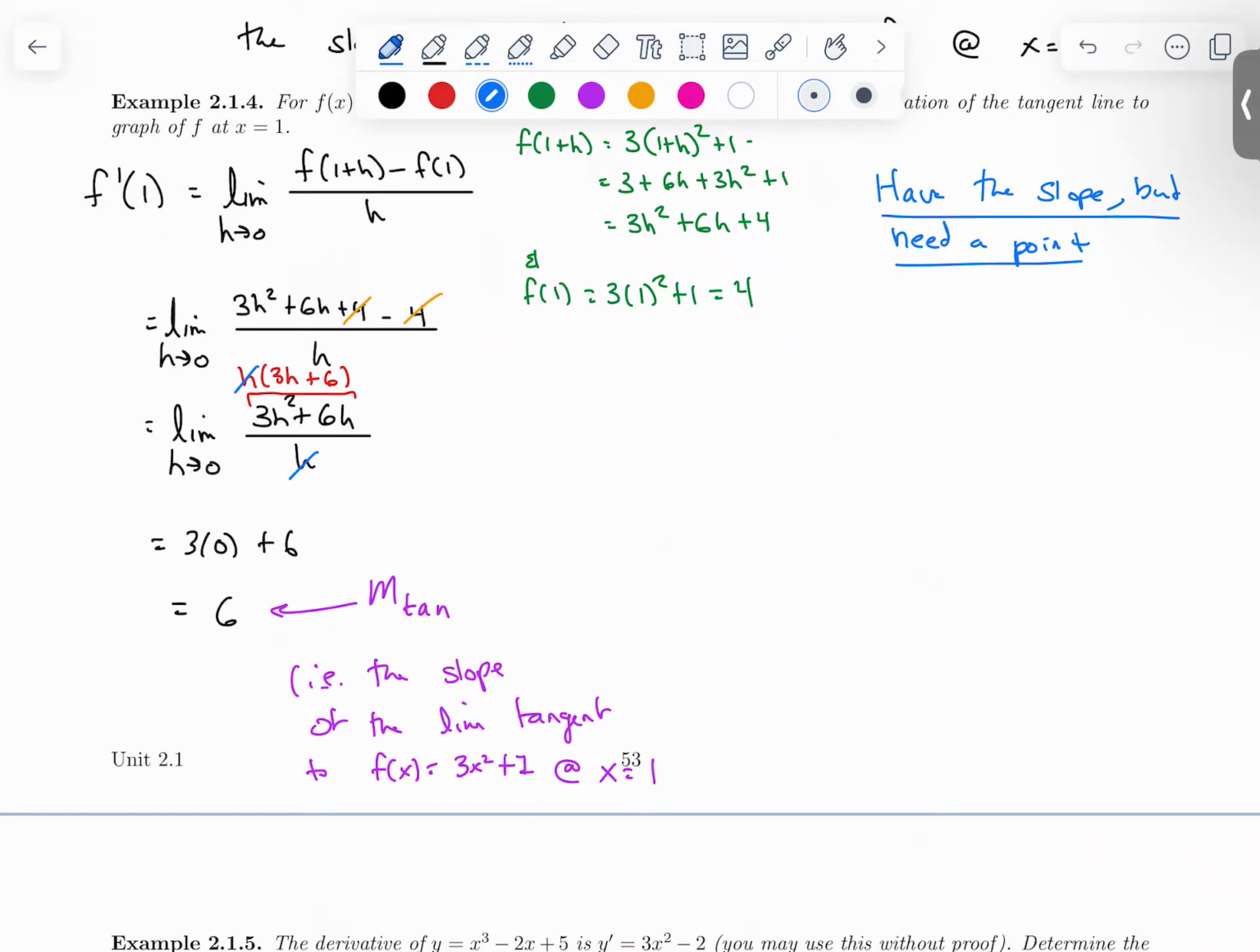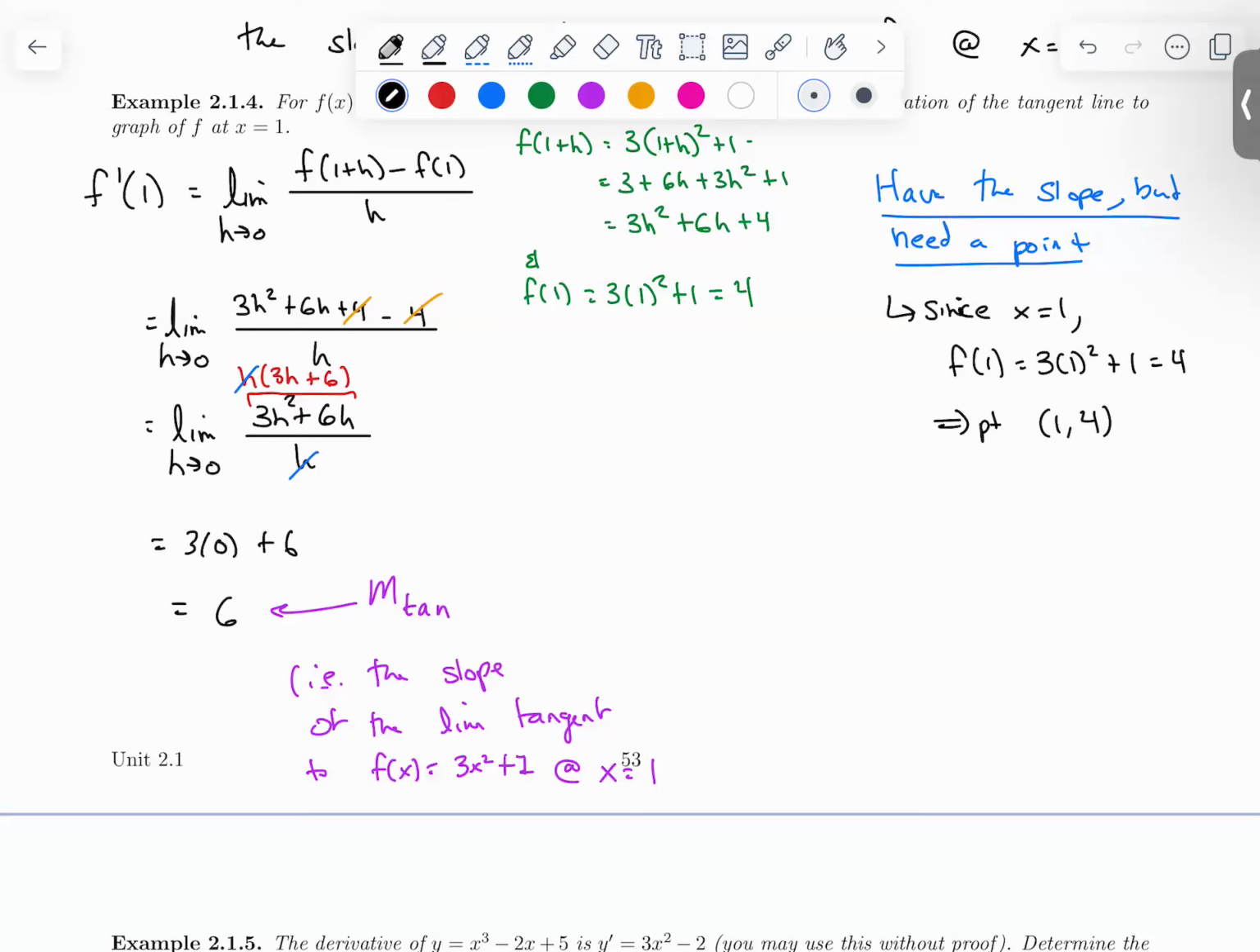One is the x value. We're talking about a line tangent to f, not to f prime, but a line tangent to f at x equals 1. So we need a point on f. Since x equals 1, f of 1 is 3 times 1 squared plus 1, which is 4. That implies that the point 1 comma 4 is our point. So our point is 1 comma 4.